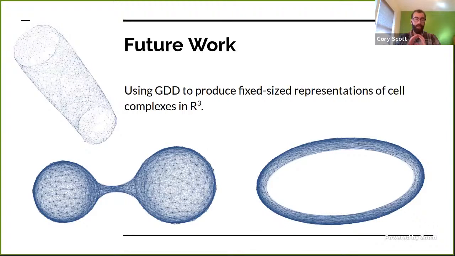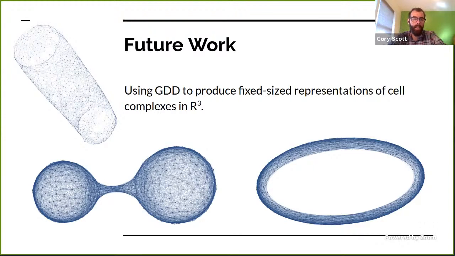So I'm going to totally pivot and talk about a different project that I hope to dovetail together with this one. The common thread in both of these is graph diffusion distance. What I'm going to talk about for a moment is using graph diffusion distance to try and produce fixed size representations of cell complexes in three-dimensional Euclidean space. Doesn't necessarily have to be 3 dimensions. That's just the examples that I've been working with right now. You see a couple of them on this slide.